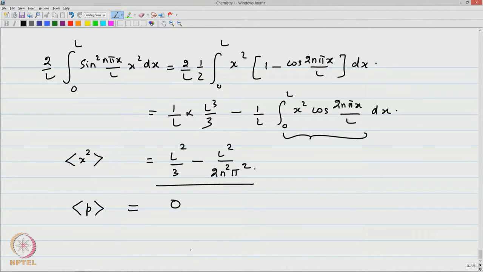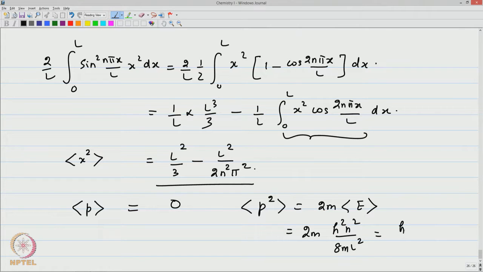During the lectures we have mentioned this and we calculated it, and the average value for the square of the momentum is, if you recall, 2m times the average value for the energy, and the energy for this particle at this state is given by h square n square by 8 m L square. So, you get h square n square by 4 L square. So, that is the p squared average.